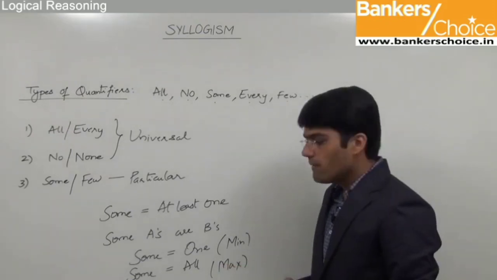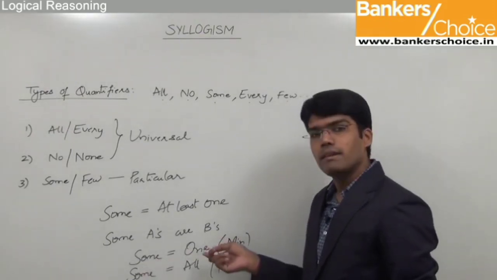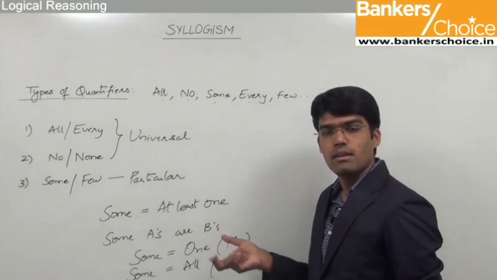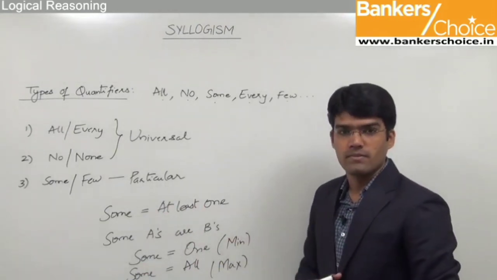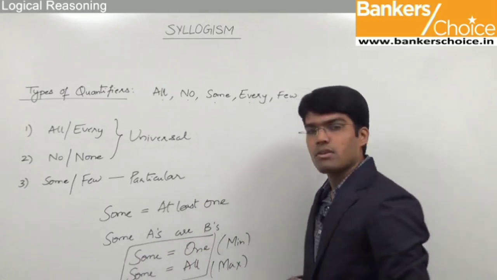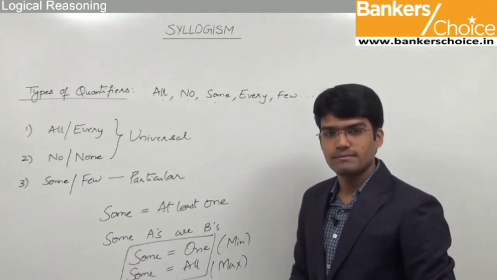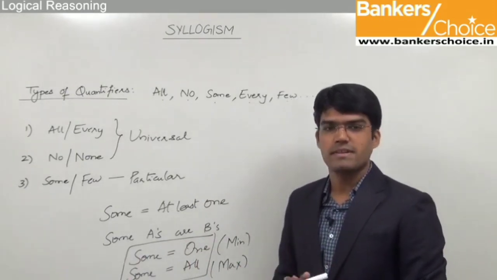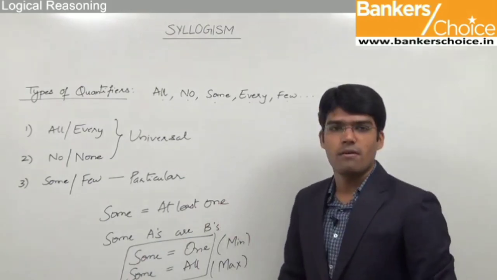So very clearly, when we say some A's are B's, it may mean that one A is B or all the A's are B's. So you just remember that some can be referred to as 1 and also it can be taken as all. Let us now take the different types of statements that are used with the help of these quantifiers.